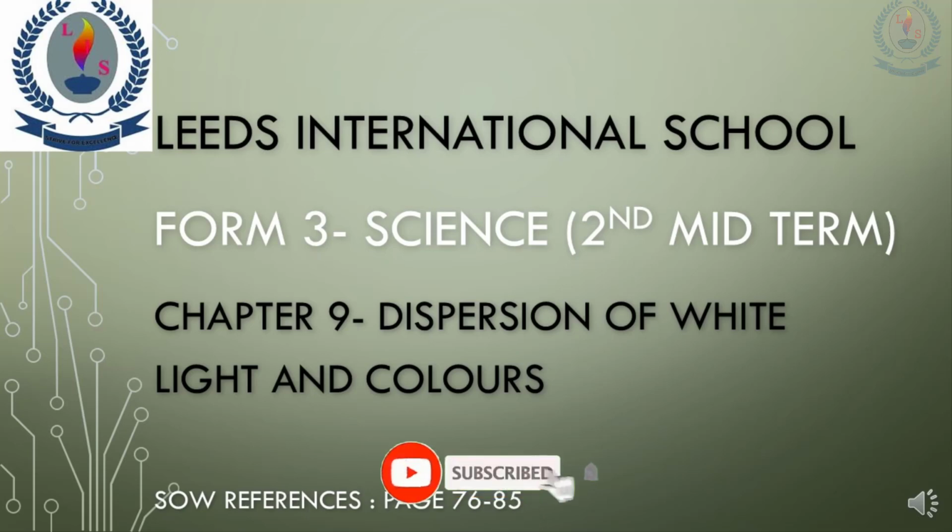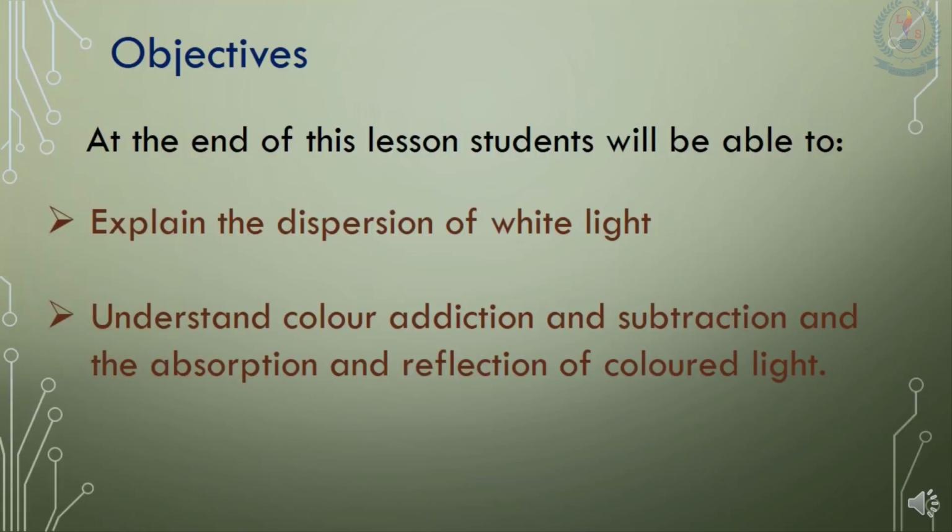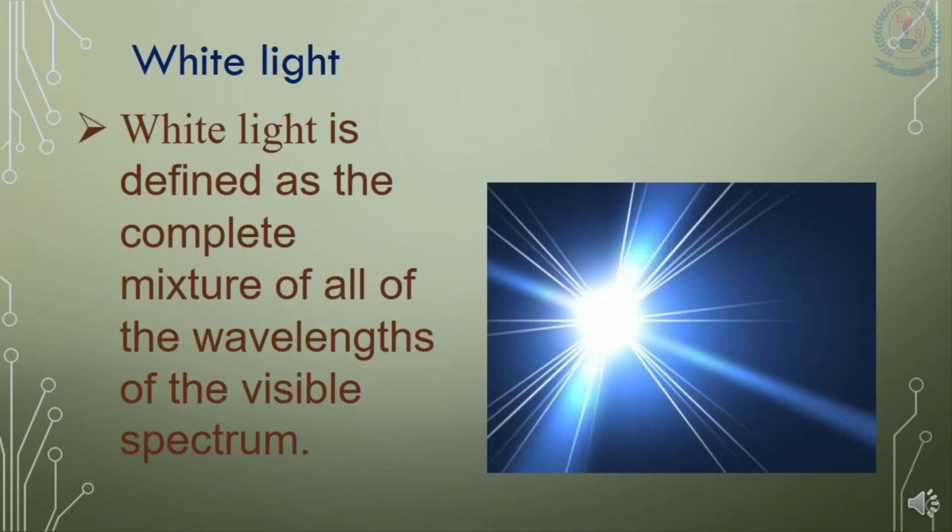Leeds International School, Form 3 Science, Second Midterm, Chapter 9, Dispersion of White Light and Colors. First, let's see what are the objectives of today's lesson. At the end of this lesson, students will be able to explain the dispersion of white light as well as understand color addition and subtraction and the absorption and reflection of colored light.